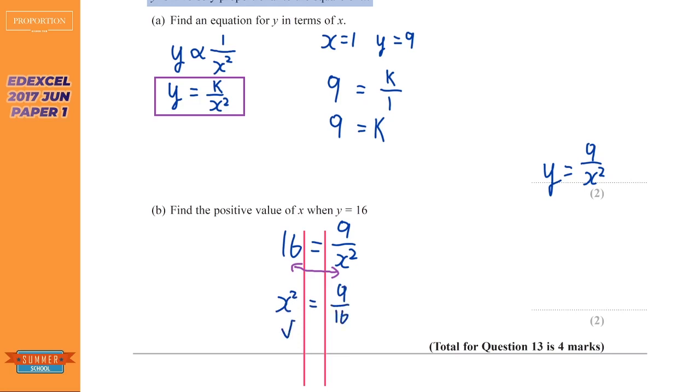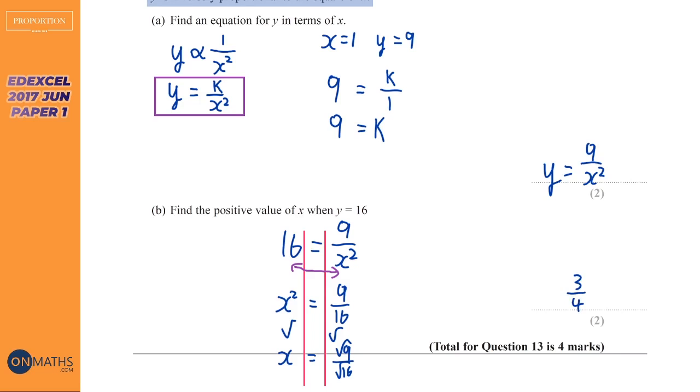Then we're going to square root both sides. And something about square roots is when you square root a fraction, you just square root the top and square root the bottom. And I'm running out of space here, so root 9 is going to be 3, and root 16 is going to be 4.